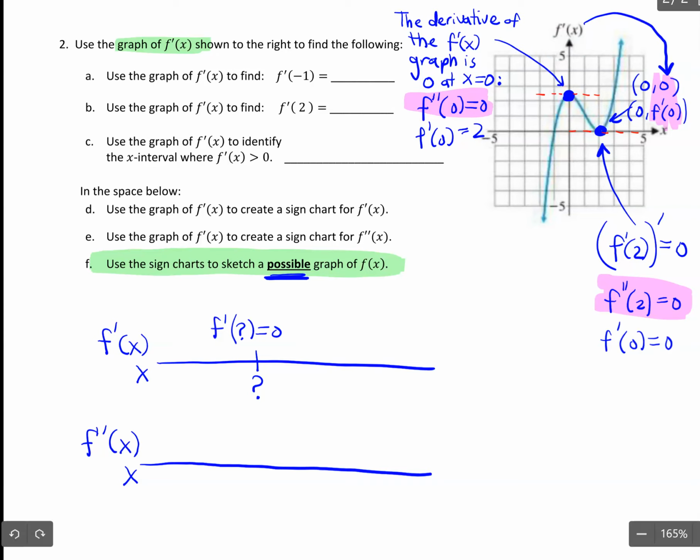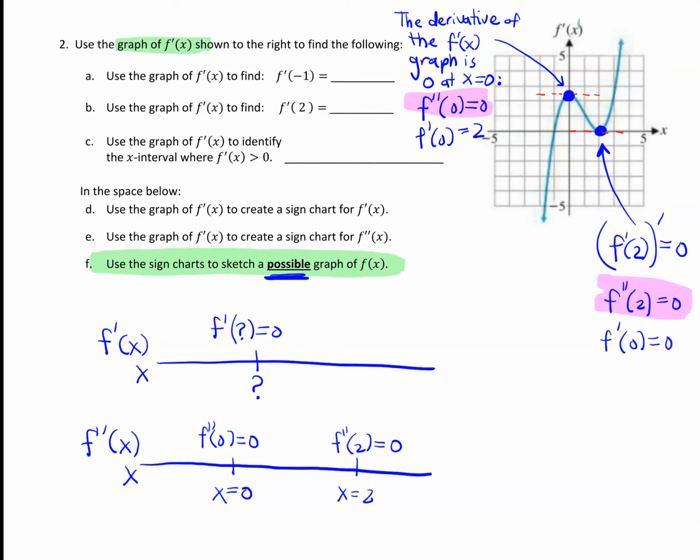So let's go ahead and do that. I'm going to come put that information down here. Okay, so I have two partition numbers. I have x equals 0 and x equals 2. At x equals 0, the second derivative was 0. And at x equals 2, the second derivative was 0.